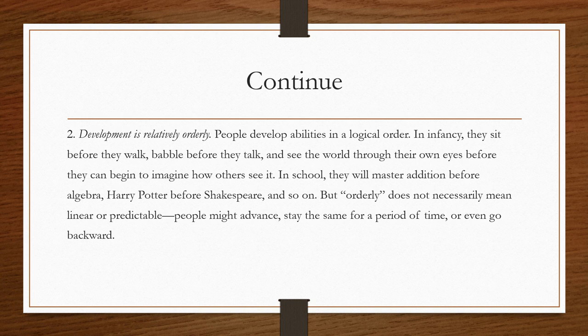Okay, in school they will master addition before algebra, Harry Potter before Shakespeare, and so on. But orderly does not necessarily mean linear or predictable. People might advance, stay the same for a period of time, or even go backward.